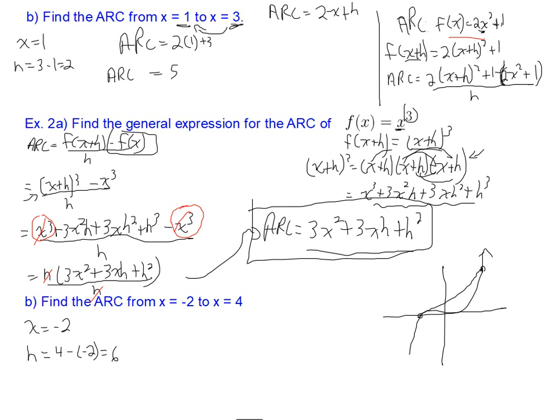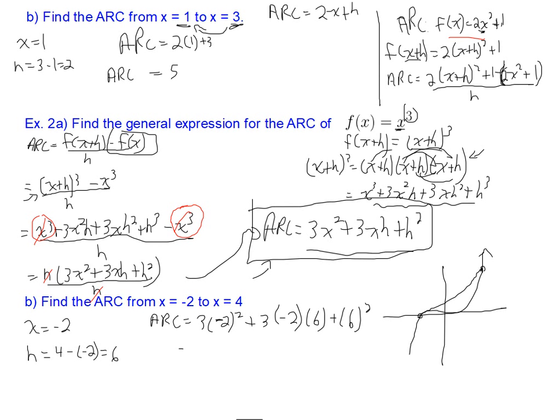And I plug those into here. So the average rate of change is equal to 3 times x squared, so my x is negative 2 squared, plus 3 times negative 2 times h, which is 6, plus h squared. I could just write that as 6 squared to start, so you can see where it came from. Sorry, I lost my train of thought there for a second. All right, so that's a 6 squared.